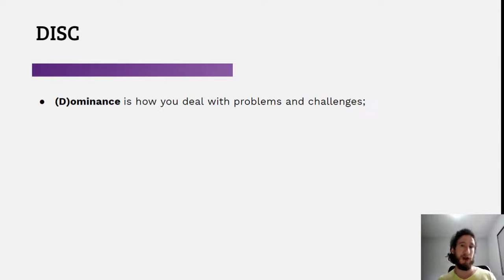So D is for dominance, how in control you want to be of things, and how you deal with problems and challenges. So if you are a very dominant person, then you want to control things, right? You want things to be done your way, how you perceive the correct way of things being.